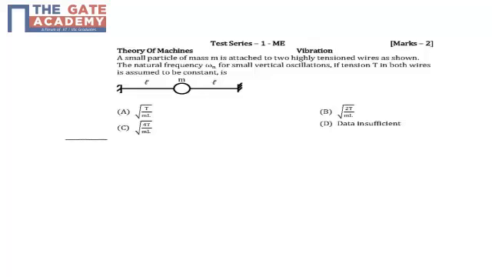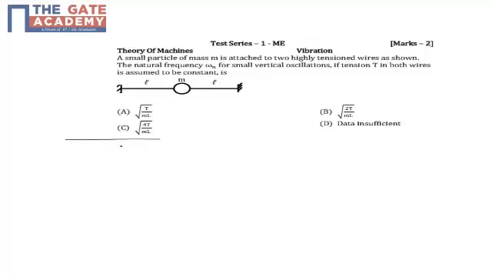Let's discuss a question from theory of machine. This is a question from vibration. A small particle of mass m is attached to two highly tensioned wires as shown. The natural frequency for small vertical vibration, if tension T in both wires is assumed to be constant, is... So the tension T is assumed to be constant.